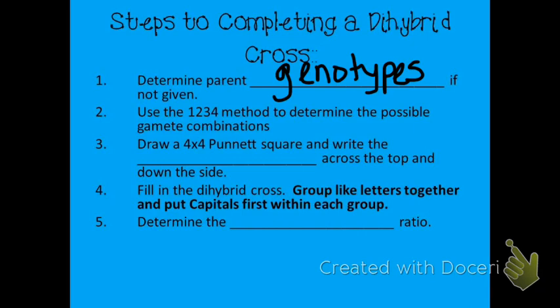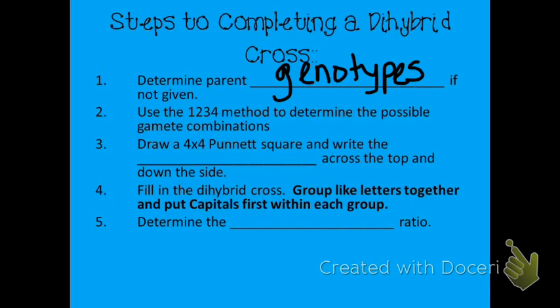All right, step 2 is that we're going to use what I call the 1, 2, 3, 4 method to determine the possible gamete combinations. So remember, on our Punnett square, we write the gametes on the outside. So when we're doing dihybrid crosses, we have to do one extra step to figure out what's going to go on the outside of that Punnett square.